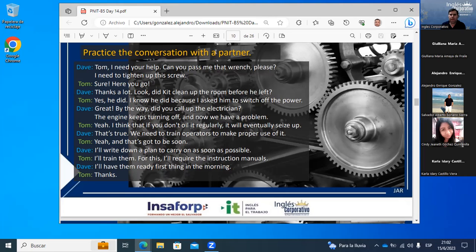The engine keeps turning off, and now we have a problem. Yeah, I think that if you don't oil it regularly, it will eventually seize up. That's true. We need to train operators to make proper use of it. Yeah. That's got to be soon. I'll write down a plan to carry on.